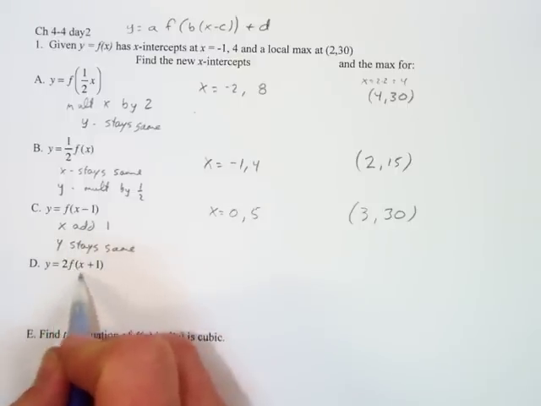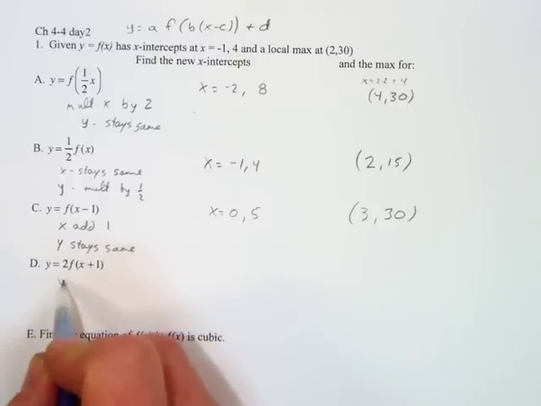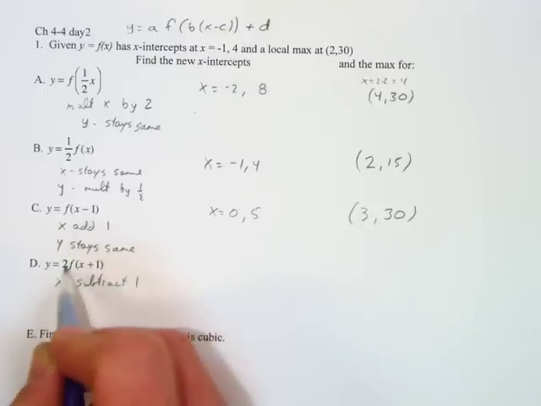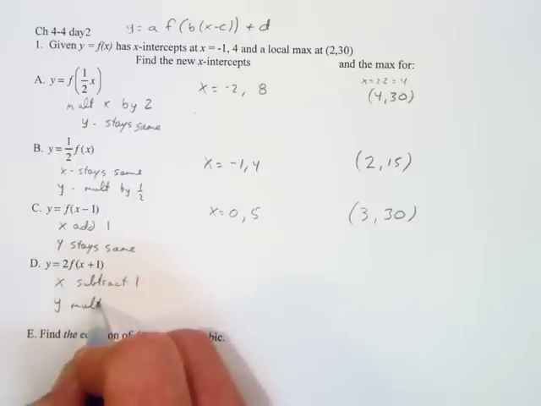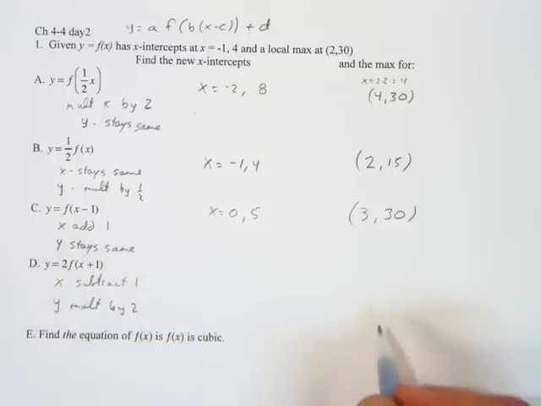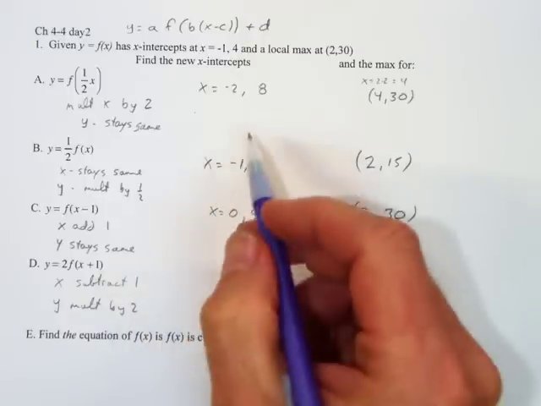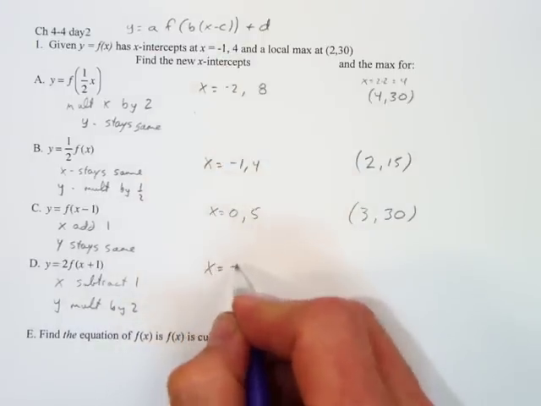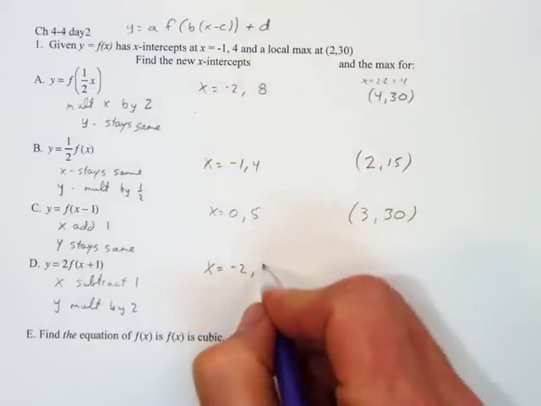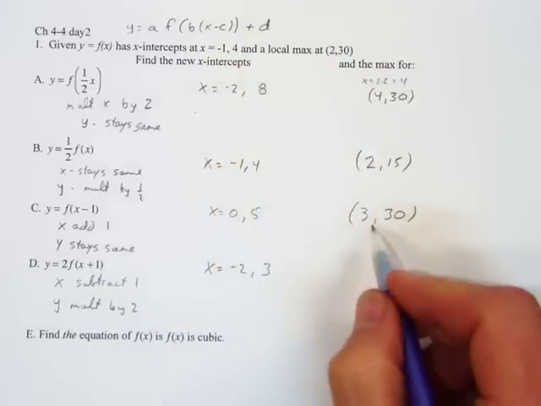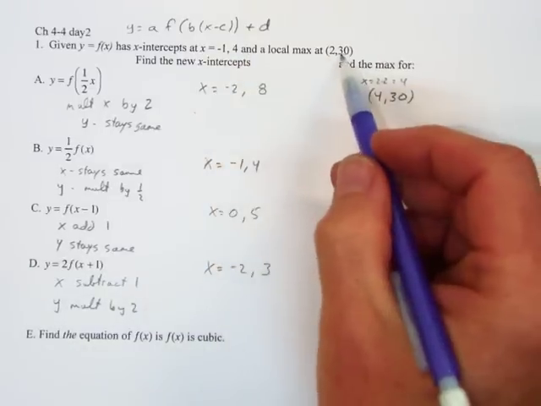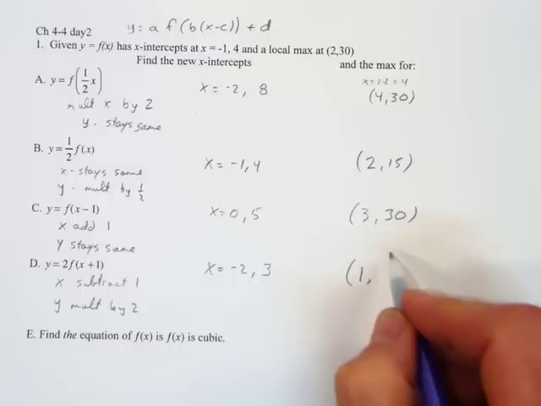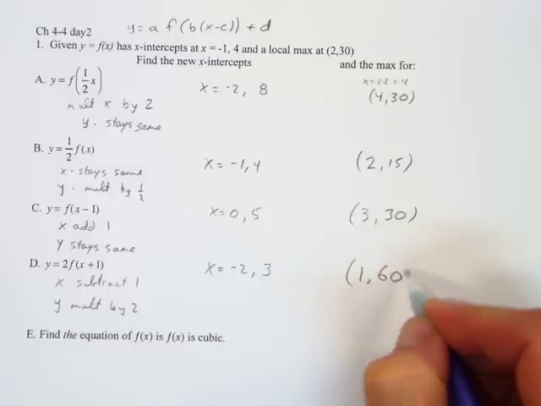What's being done to x? X is being shifted 1 unit right, so x subtract 1. And the y is going to be multiplied by 2. So if we subtract 1 from the x, and go back always to our original, -1 minus 1 would be -2, and then 4 minus 1 will be 3. Our max is at 2, 30, so if we subtract 1 from the 2, we get 1. And we're multiplying the y values by 2, so that'll be 60.